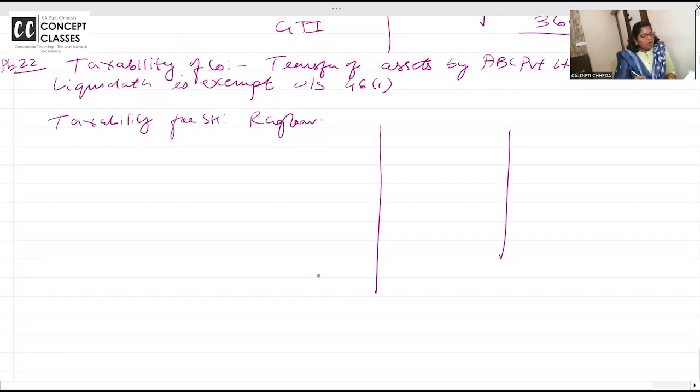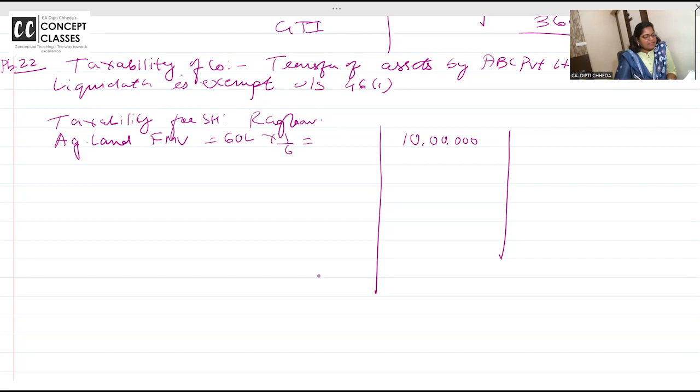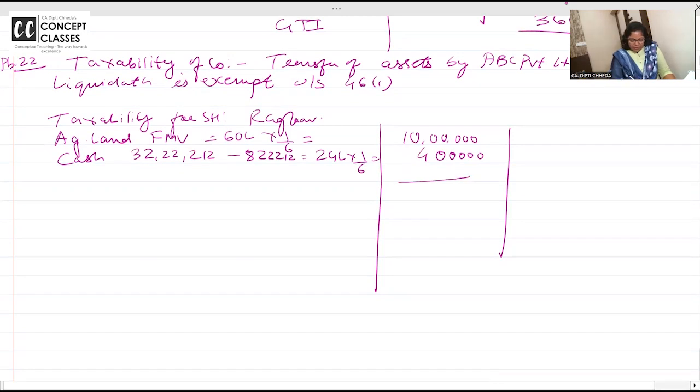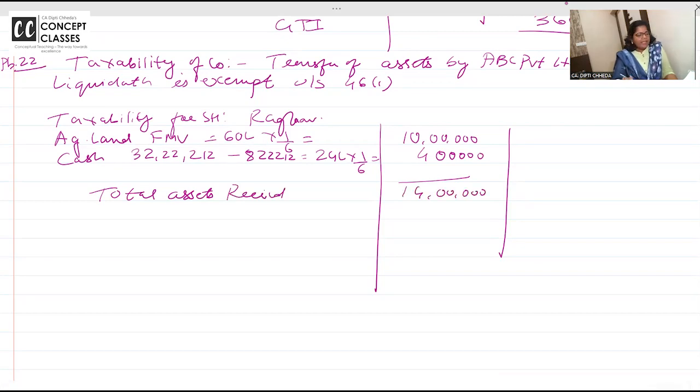Okay, let us check what he got from the company. First, he got agricultural land. The fair market value of agricultural land is 60 lakhs and he will get 1/6 share. That is 10 lakhs. Right? Agricultural land. Then cash. Cash is 32 lakhs 22,212 minus 8 lakh 22,212. So this is coming to 24 lakh cash and its 1/6. 24 lakh cash's 1/6, 4 lakh he is receiving. So what is the total assets received by the shareholder from the company? 14 lakh.